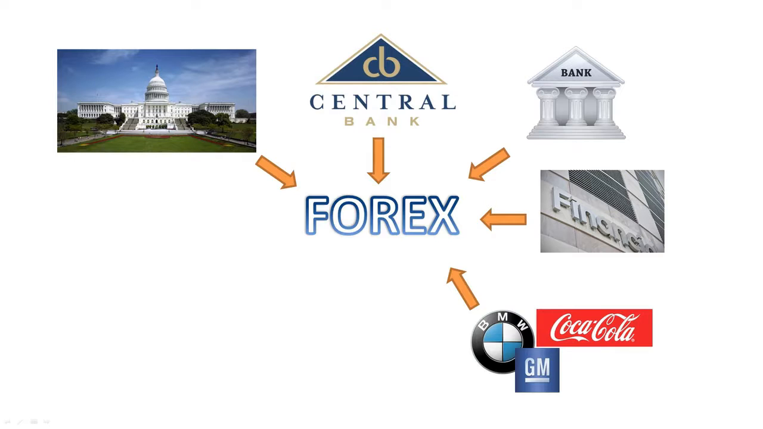For example, Coca-Cola might be paying some employees that it has somewhere in India and would have to convert dollars into rupees. Or, for instance, BMW might be ordering some parts from Japan, and that way they have to convert euro into yen and pay for those parts. Another good example is when BMW might order the parts from Japan and get them, but they only have to pay for them in 1 year.